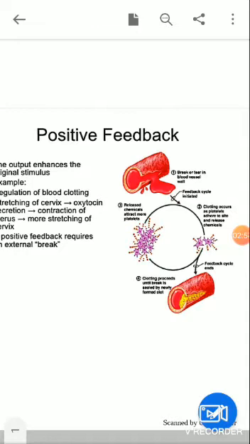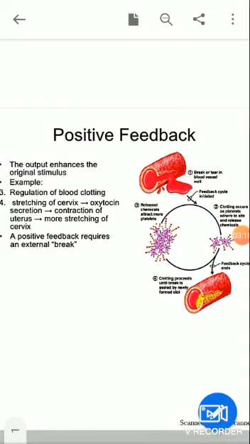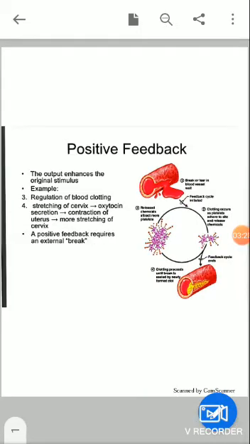So here the blood clot, that means the product of this blood clotting process, increases the release of the platelets, and the release of the platelets increases the release of more clotting factors to form a new clot. That means the product of this blood clotting process increases or enhances the effects of the reactant or the original stimulus, that means platelets. That's why the regulation of blood clotting is an example of a positive feedback system.